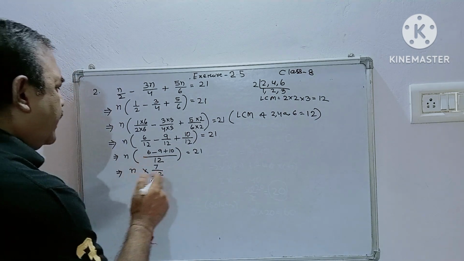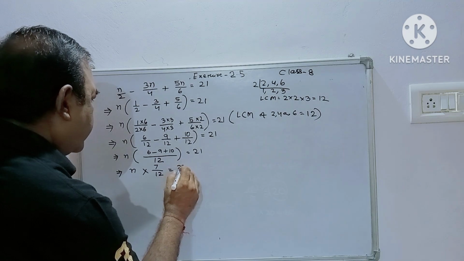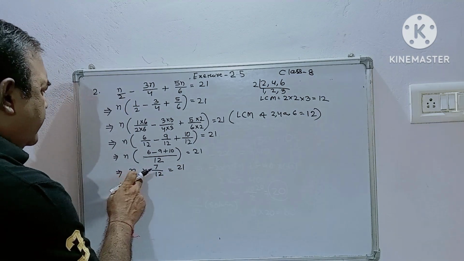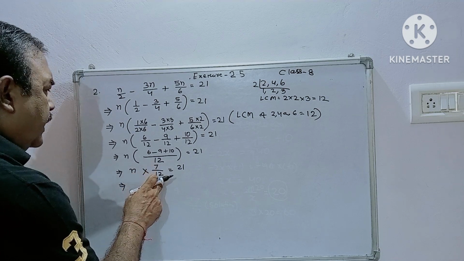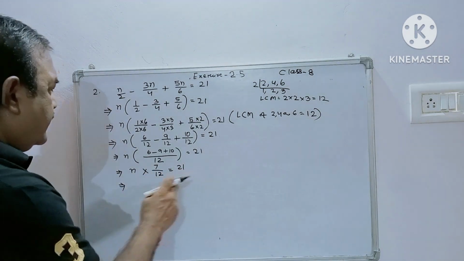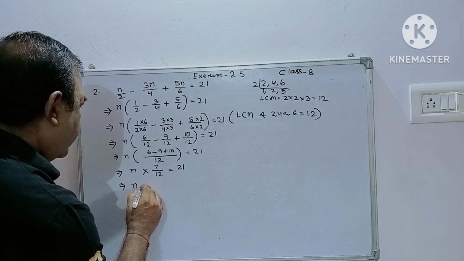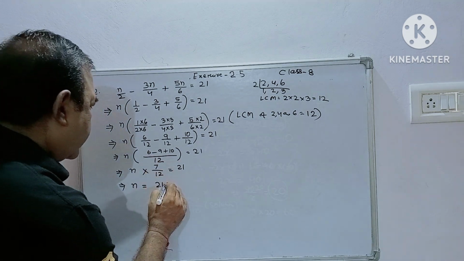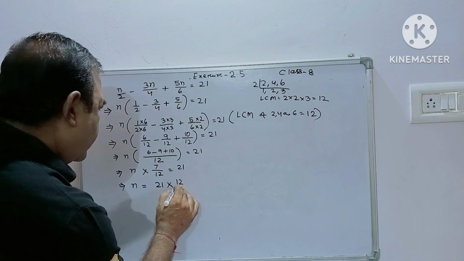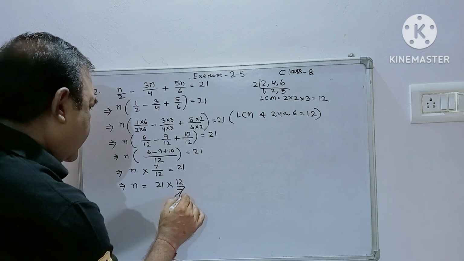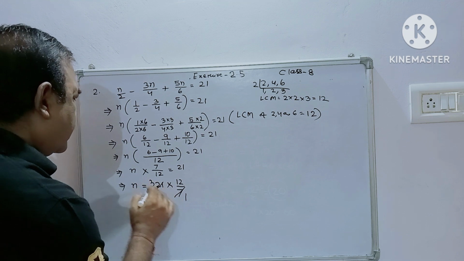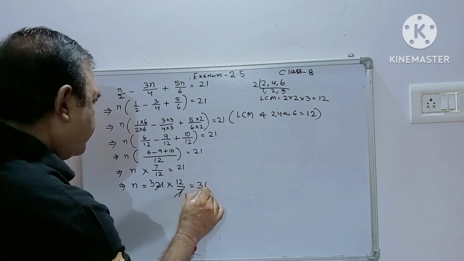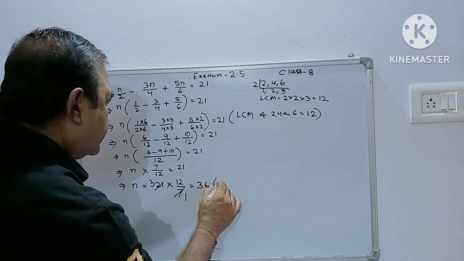That is 7 upon 12, that is equal to 21. That implies N multiplied by 7 upon 12 is equal to 21. So what is the value of N? That is 21 divided by 7 upon 12, that means into 12 upon 7. 7 1s are 7, 7 3s are 21. So that is equal to 12 3s are 36. So this is the solution.